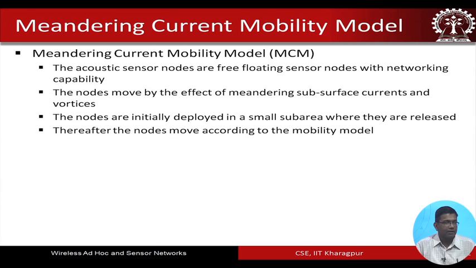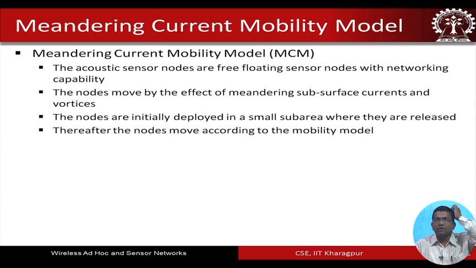So, both active mobility and passive mobility are possible in underwater sensor networks. The main problem is that before you deploy underwater sensor networks, you want to study their behavior by simulating these networks. For simulations, as we have seen in a previous lecture, we need mobility models which can mimic the movement of the different nodes in the ocean column.